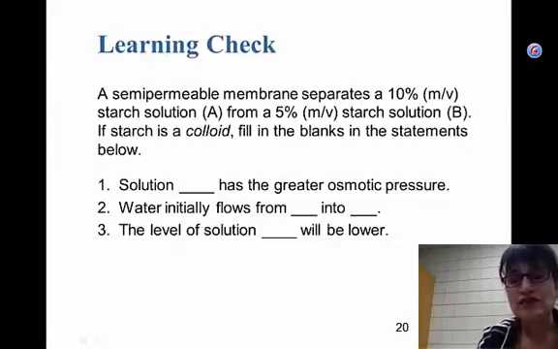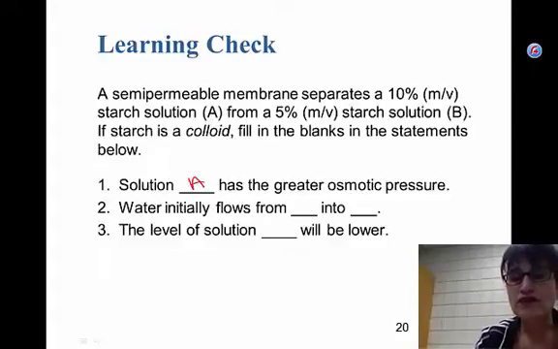Okay, so a semi-permeable membrane separates a 10% starch solution from a 5% starch solution. If starch is a colloid, fill in the blanks in the statements below. So I have to decide which solution has the greater osmotic pressure, and the one that has the greater osmotic pressure is the one that has the biggest concentration. So that's going to be solution A.